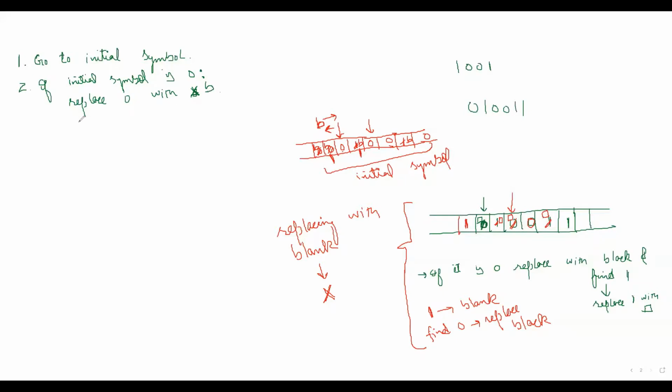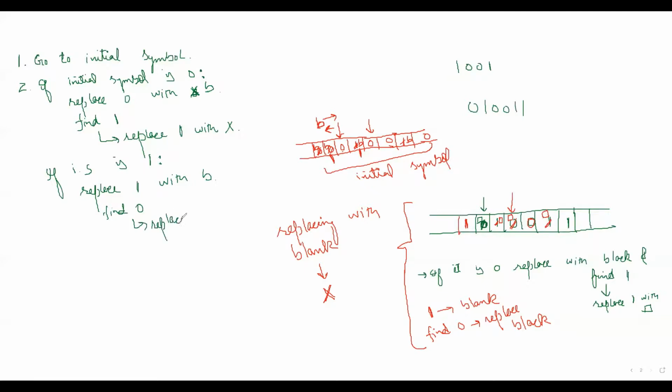After replacing 0 with blank, find 1. So find 1, replace 1 with X. However, if the initial symbol is 1, replace 1 with blank. Then find 0, replace 0 with X. So this is the second step. For every 0, we are finding 1, and likewise for every 1, we are finding 0.